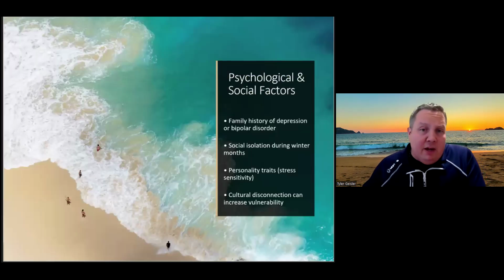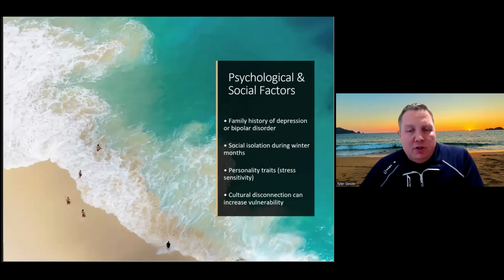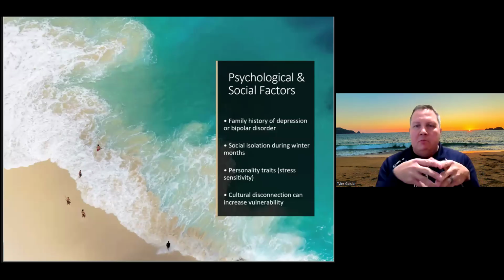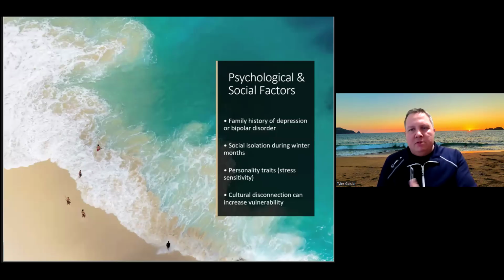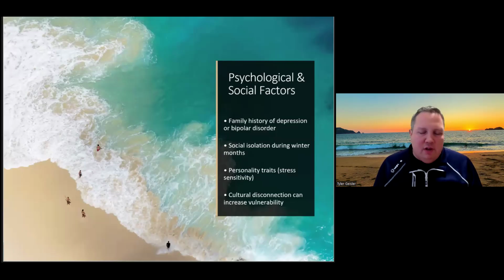Psychological factors: you might have a family history of depression or bipolar disorder. If you have a family history or genetic factors that make you a little more vulnerable to depressive symptoms, then make sure you're putting in those interventions and really trying to take care of yourself so you don't fall into that depressive cycle each fall or winter when seasonal affective disorder can happen, right? Social isolation during winter months can definitely increase our likelihood of having those depressive symptoms.